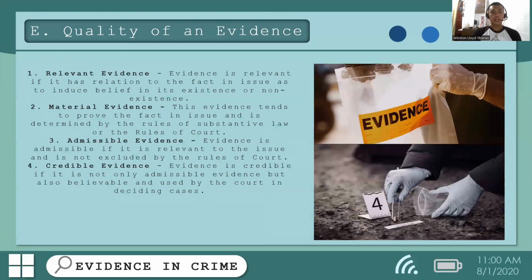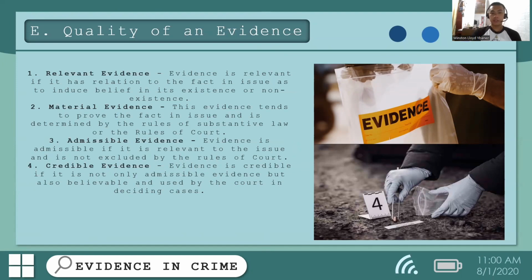E, quality of an evidence. There are four types of quality of an evidence. Number one, relevant evidence. Evidence is relevant if it has a relation to the fact in issue as to induce belief in its existence or non-existence. Two, material evidence. This evidence tends to prove the fact in issue and it is determined by the rules of substantive law or the rules of the court.